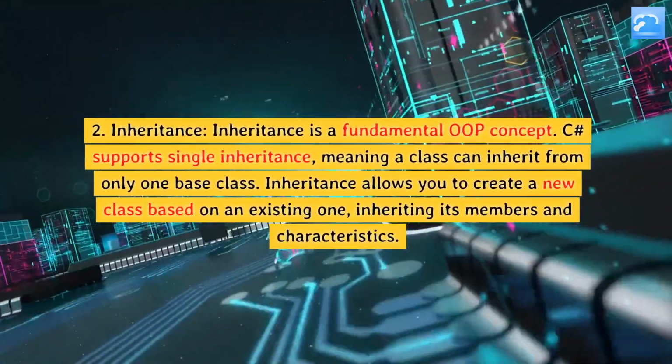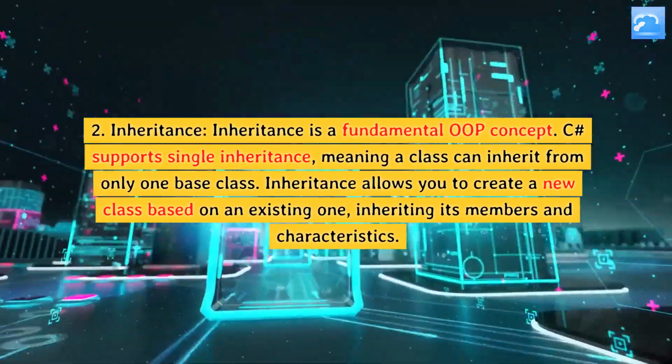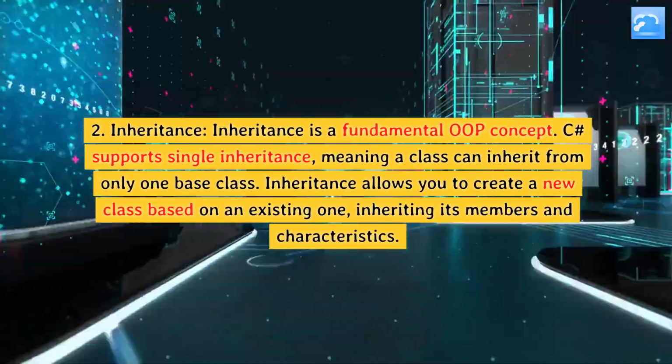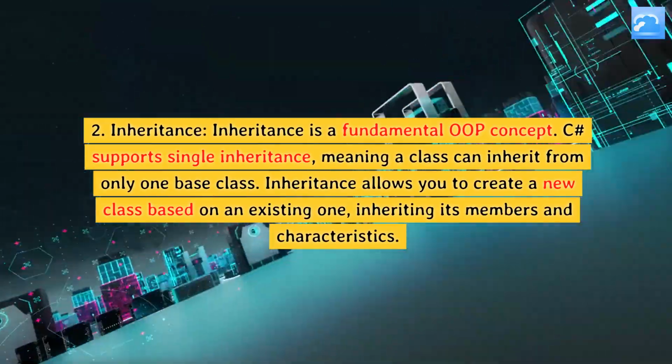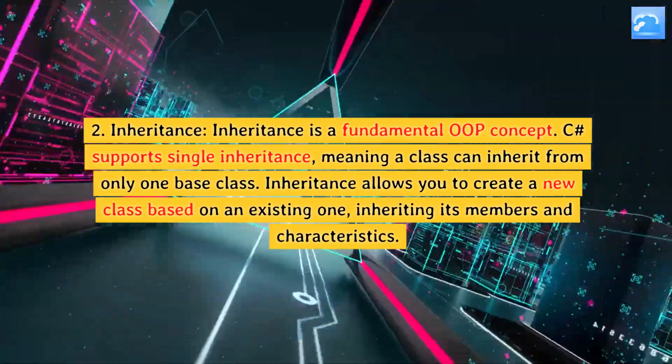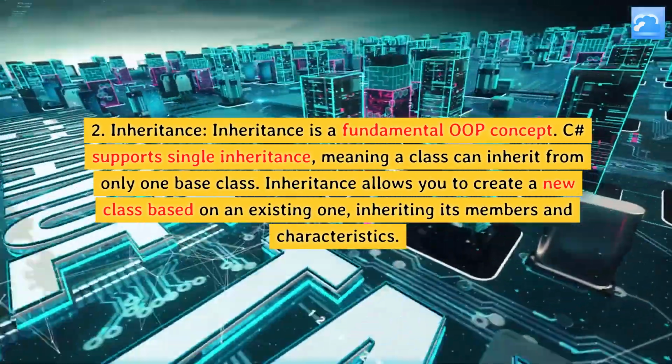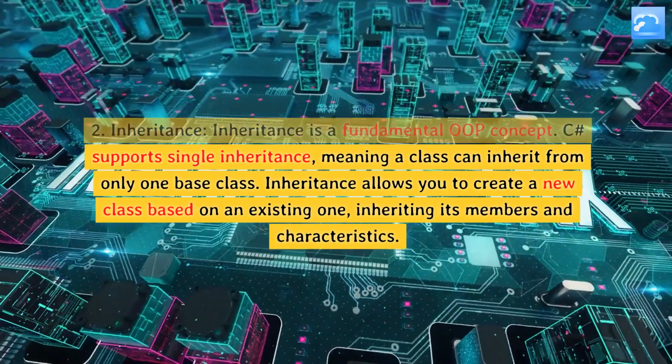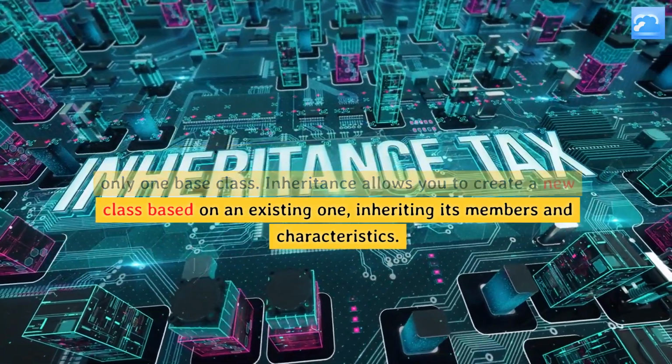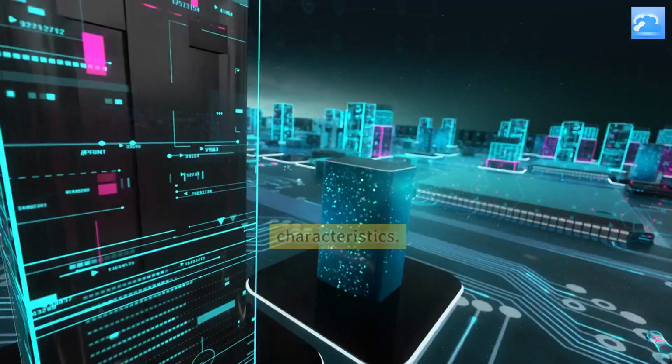2. Inheritance. Inheritance is a fundamental OOP concept. C# supports single inheritance, meaning a class can inherit from only one base class. Inheritance allows you to create a new class based on an existing one, inheriting its members and characteristics.